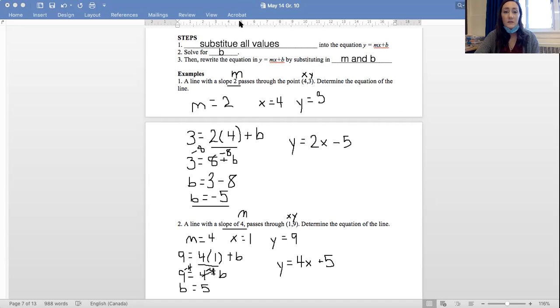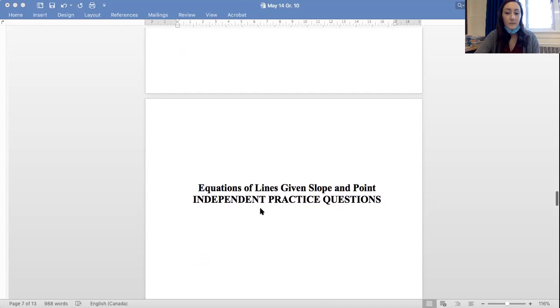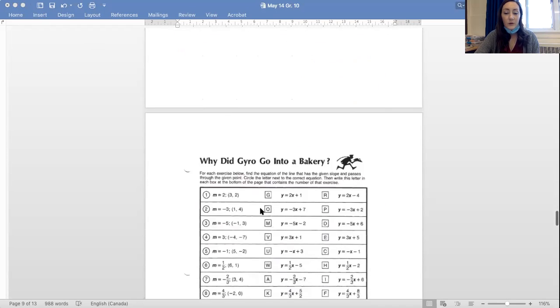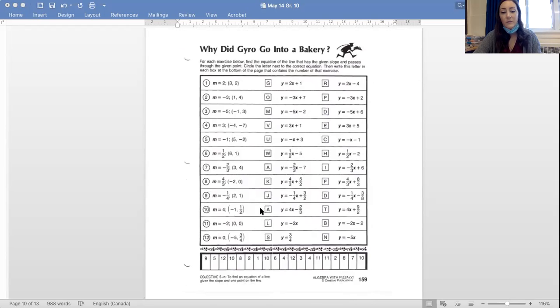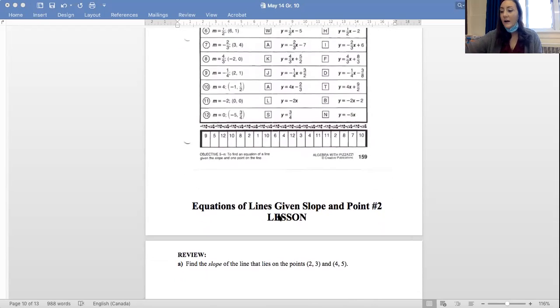So I'm going to clear this off. Okay, so you've got independent practice questions that are here. Yours is going to look a little bit better because I'm going to work with the spacing. But you have quite a few questions that are there to help you through. Okay, now we're going to look at equations of a line given the slope and a point.